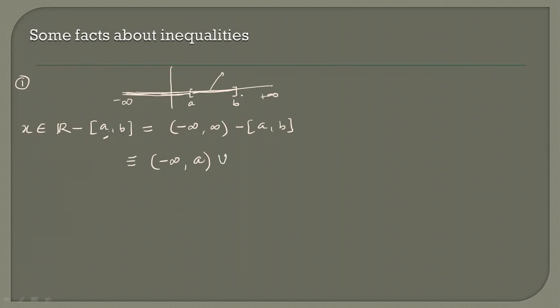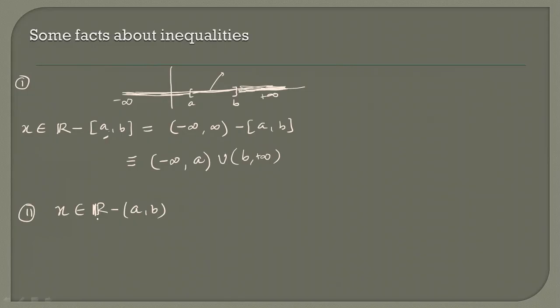Union, because we have two portions left in the set theory. For adding two portions, we use union notation. It will be b to plus infinity. Suppose you are subtracting. This is representing the extended real number, which means infinity is not included here. Both minus infinity and plus infinity are not included here.